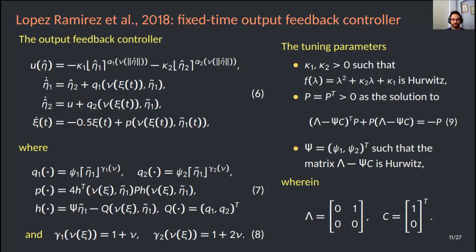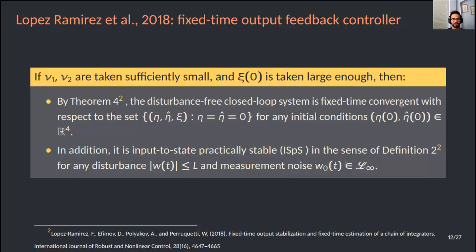The tuning parameters of this output feedback controller are presented on the right hand side of this slide, and once you take properly these parameters, you ensure that by theorem 4 in this citation 2, the disturbance-free closed-loop system is fixed time convergent with respect to the sets that I'm presenting here for any initial conditions. In addition, it is input-to-state practically stable in the sense of definition 2 for any disturbance W which is upper bounded by constant capital L, and measurement noise W0 in L infinity.